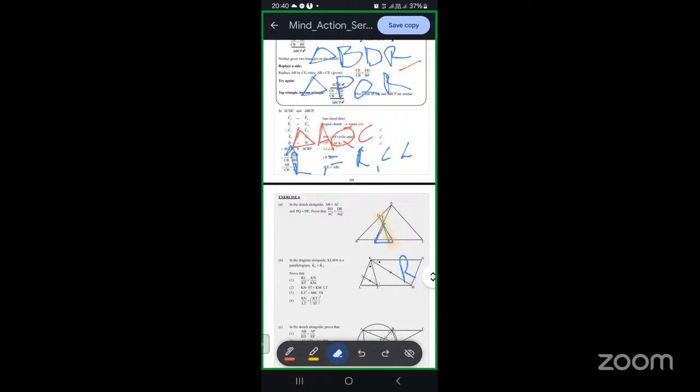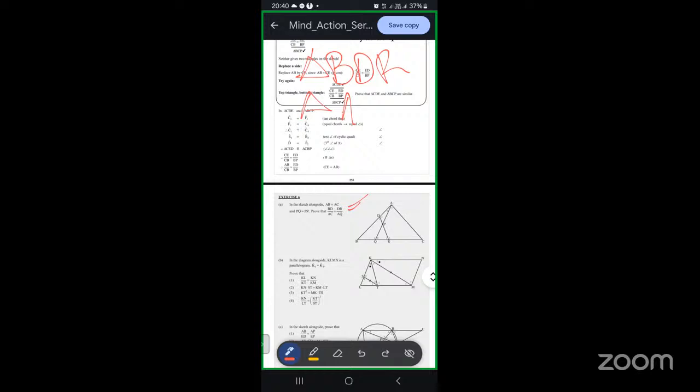Now I think the simplest way you should have gone for was to look, okay, the triangles, that you wanted to prove the similarity between triangle BDR and triangle ACQ.